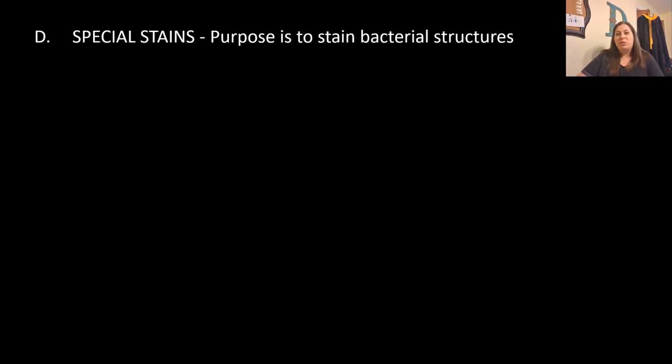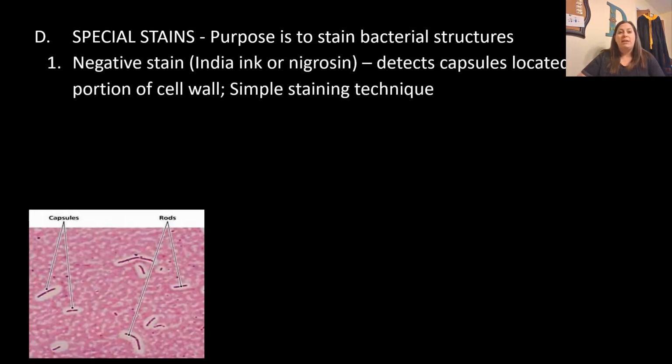There are also some other special stains that are out there, and the whole purpose of these special stains is to stain particular bacterial structures that we want to see. One example is called negative stains. These are also known as Indian ink or what we call nigrosin stains. They're going to detect capsules located around the outer portion of a cell wall. This is a simple staining technique, but you'll notice when you see a capsule present, it causes there to be this kind of decolorized area around it. Capsules are helpful with virulence and things being a little more pathogenic sometimes.